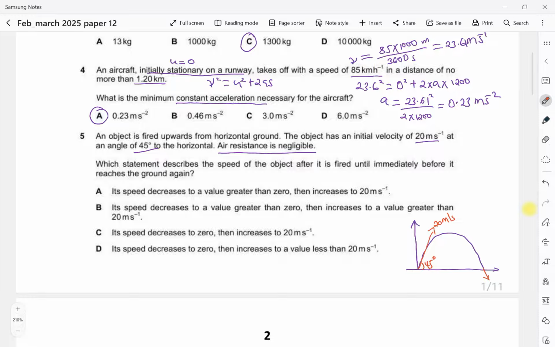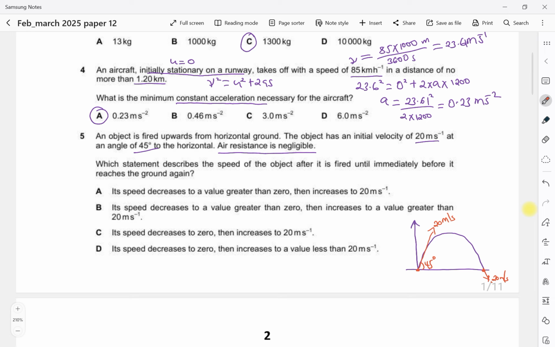Of course, if it comes back to the same horizontal position, the same point, it means the speed here is also going to be 20 meters per second. The speed will only change if it continues to fall below the point of projection. But if it lands at the same level, then the speed with which it lands must also be 20 meters per second.